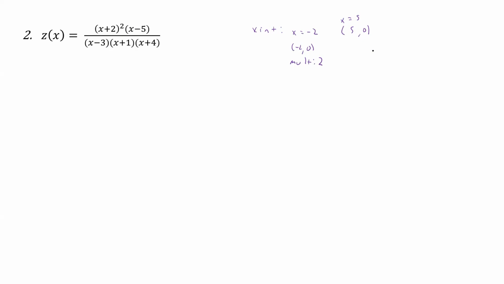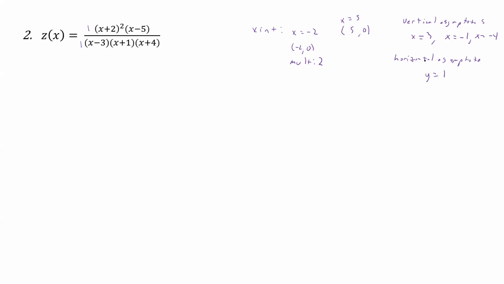Now, does anything cancel? Numerator, denominator, nothing cancels, so we have some vertical asymptotes, and that's going to be at x equals 3, x equals negative 1, and x equals negative 4. Horizontal asymptotes, well, we have a squared term times a cubed term, and so it's going to be a horizontal asymptote, and we just use our coefficients. In this case, it's 1 over 1, and so we get y equals 1 is our horizontal asymptote. Okay, what else do we have?